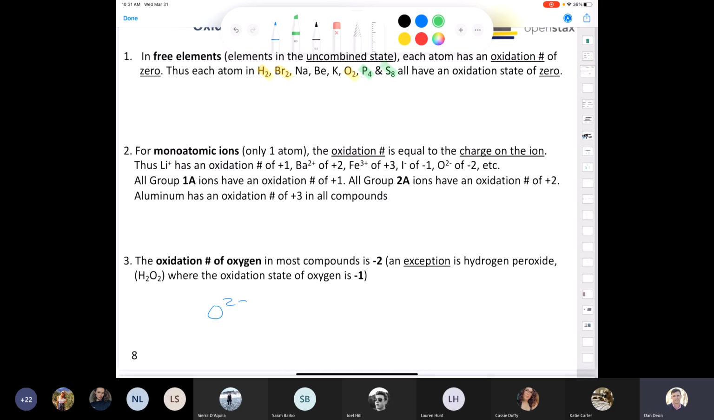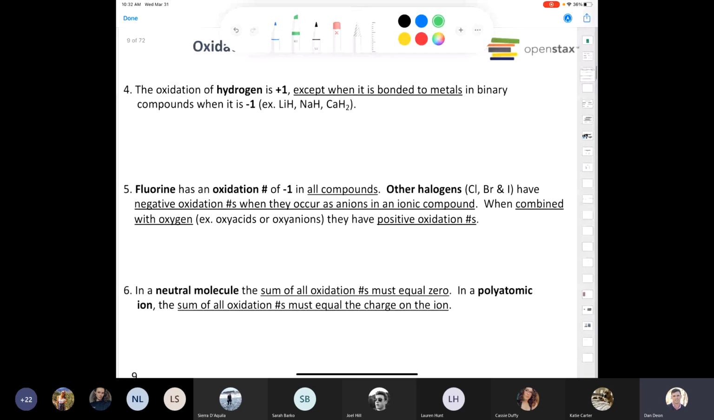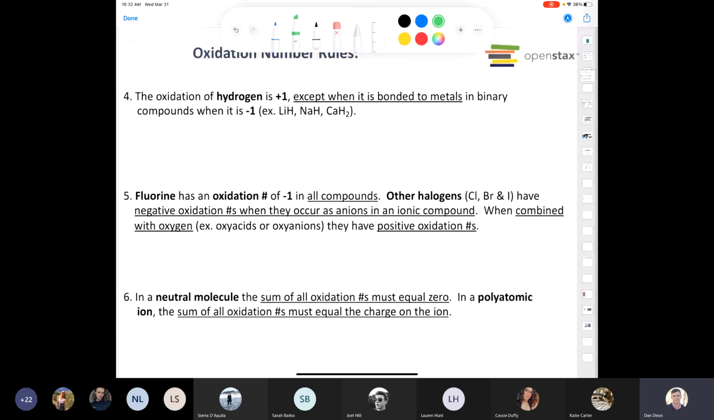So I'd say that hydrogen peroxide is a good exception that you should have in your head or memorized. Number 4, hydrogen is always going to be +1 unless it's combined with a metal, in which case it's called a hydride. When you have hydrogen with a -1 charge, that's called a hydride.